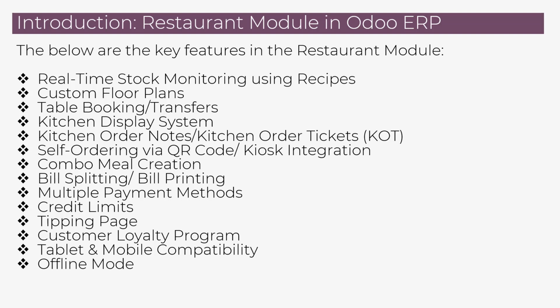There is a kitchen display system where you can view the orders that are coming in. There are kitchen order tickets, or KOT. There is self-ordering via QR code or through a kiosk integration. There is combo meal creation. There is splitting of bills. There are multiple payment methods and credit limits for corporate customers. There is also tipping, a customer loyalty program, tablet and mobile compatibility, and offline mode.